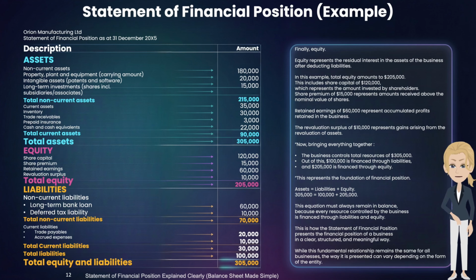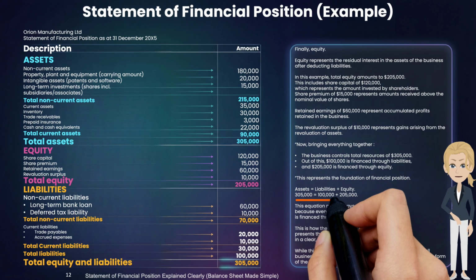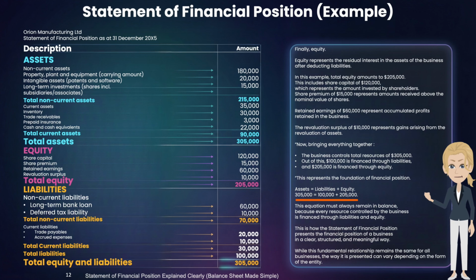Now, bringing everything together, the business controls total resources of $305,000. Out of this, $100,000 is financed through liabilities, and $205,000 is financed through equity. This represents the foundation of financial position. Assets equals liabilities plus equity. $305,000 equals $100,000 plus $205,000.